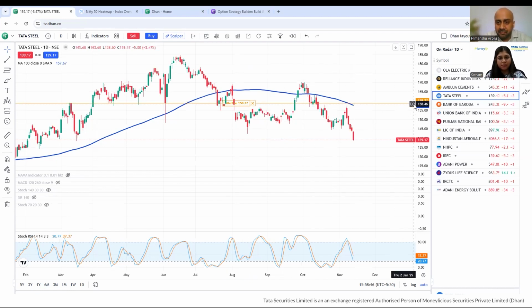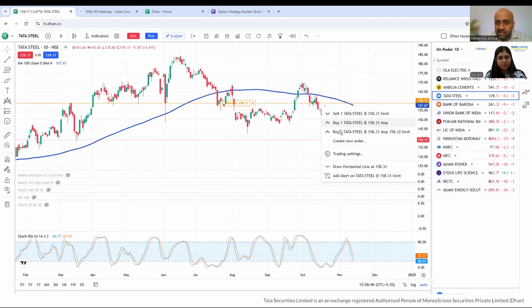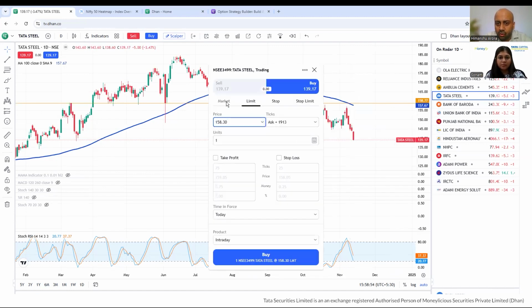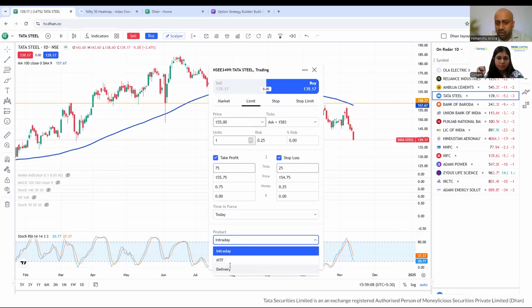Not just this, along with the alert, you can also place the orders directly from here. So you can create a new order here. Like for example, you want to buy the product once it comes at, let us say, 155, you can buy some stock. Not just this, you can also place the profits. You can also place the stop loss, whether you want to trade intraday or MTF or delivery, whatsoever you want to do, you simply need to place the orders now.